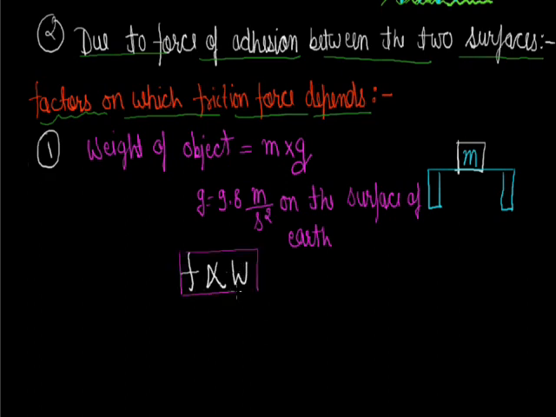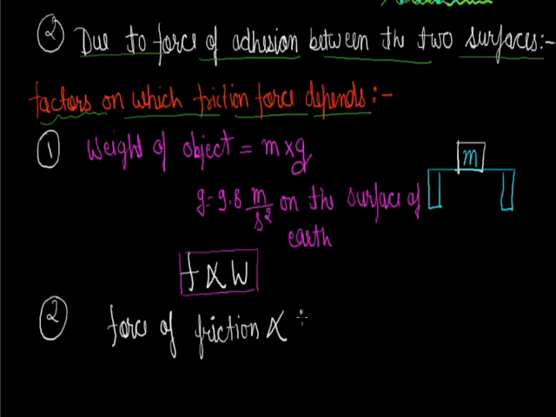Now, the second point is that the force of friction depends on the nature of the surfaces in contact. For example, the force of friction between a pair of polished surfaces is very small as compared to the force of friction between two rough surfaces. So we can say force of friction depends on the nature of surface. Here nature of surface means how rough it is.